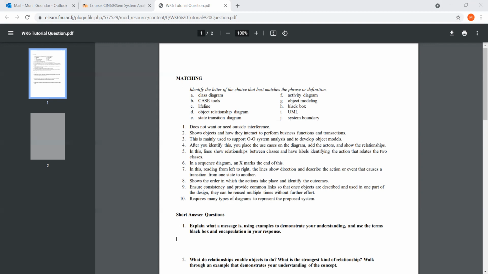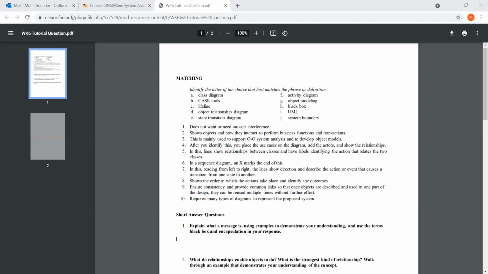7. In this, reading from left to right, the lines show direction and describe the action or event that causes a transition from one state to the other. So it shows a transition. So definitely state transition diagram, it's E.